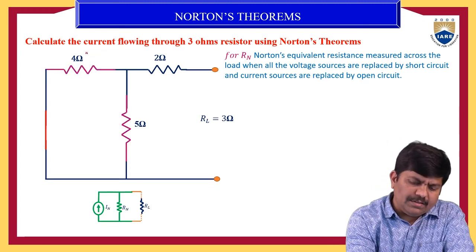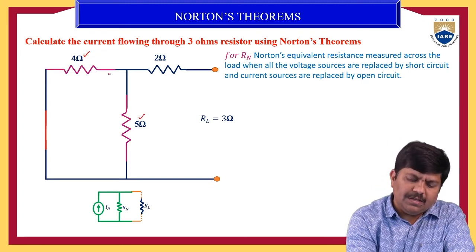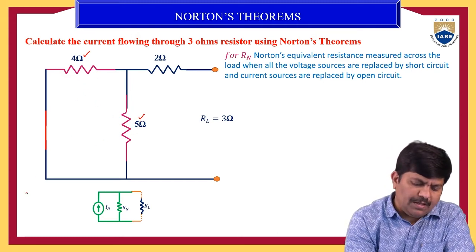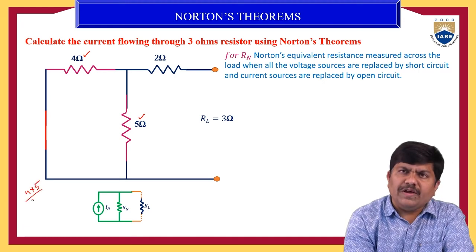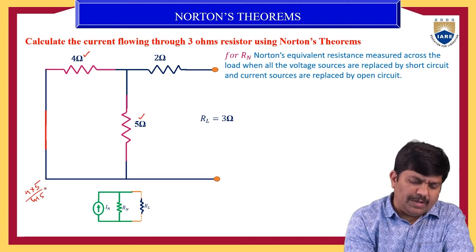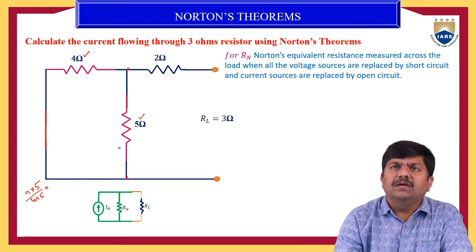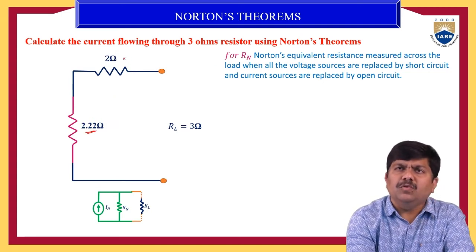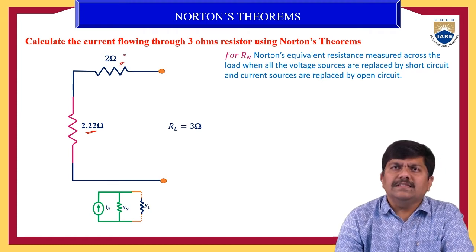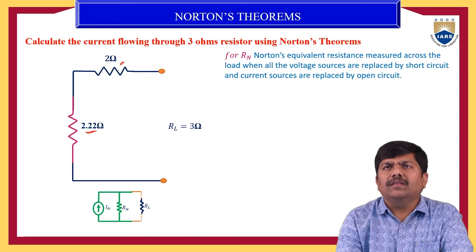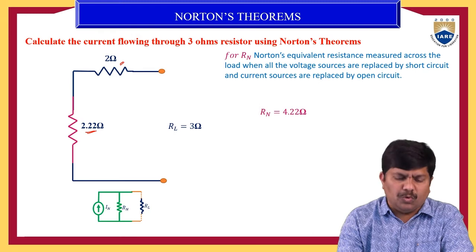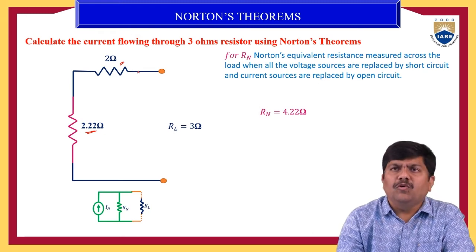Now you can see that the 4 ohm resistance and 5 ohm resistance are exactly parallel to each other. The equivalent of this is 4 times 5 divided by 4 plus 5, that is 20 by 9, so 2.22 ohm between these two terminals. This is 2.22 ohm, and this is the 2 ohm resistance. This is the way of doing the calculation to determine the RN value. So RN is 2.22 plus 2 ohm, which is 4.22 ohm.